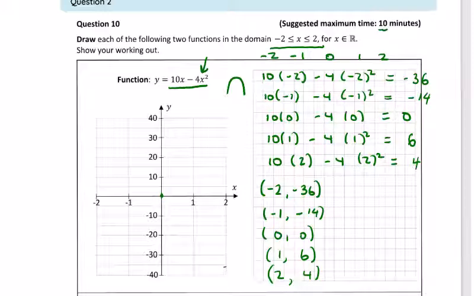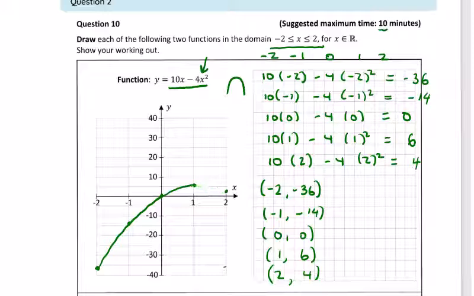So putting these values on your graph, minus 2, minus 36 is approximately here. Minus 1, minus 14 is approximately here. We have 0, 0 already on. 1, 6 just above the line. 2, 4 just below the line. So you can see it's coming up, and then it's going back down.